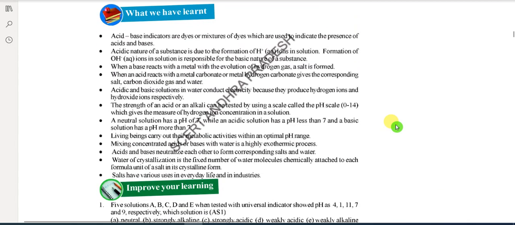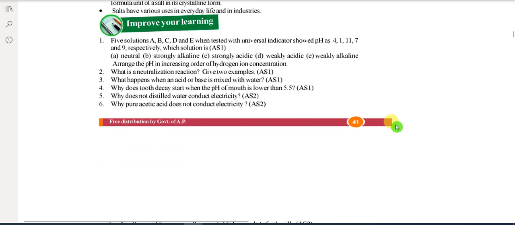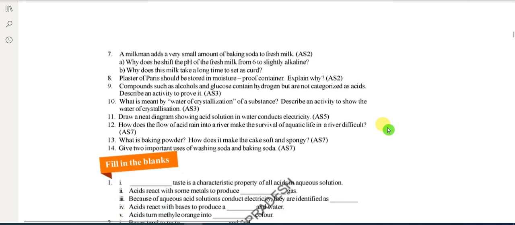Okay, so read again. These are questions, and pH was already said. Questions 5 and 6: Why does distilled water not conduct electricity, and why does pure acetic acid not conduct electricity? The answer is lack of ions. Lack of ions, that means there are no ions. That is the main reason. Okay.